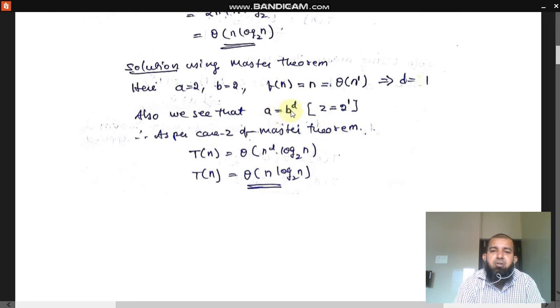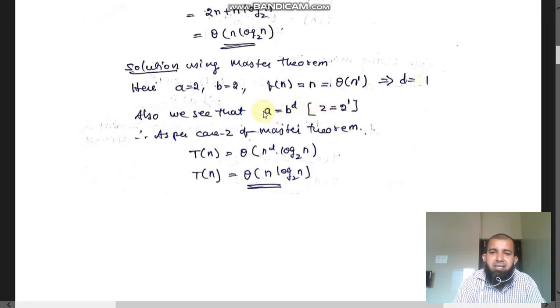Here a is equal to b to the power of d. The a value is 2, b value is 2, d value is 1. 2 to the power of 1 is 2, so 2 is equal to 2. Therefore case 2. As per case 2 of Master theorem, T of n is equal to theta of n to the power of d log n base 2. d is equal to 1 here, so n to the power of 1 is n. So T of n is equal to theta of n log n base 2. If you use substitution method, you get the same answer. If you use Master theorem method also, you get the same answer.